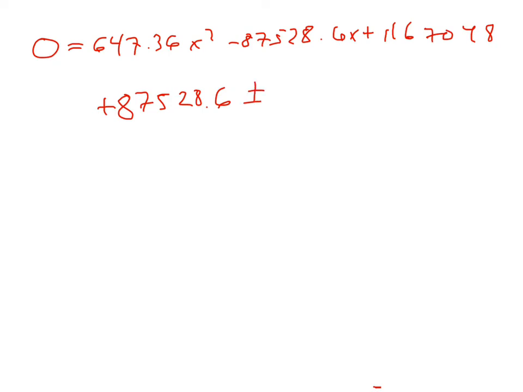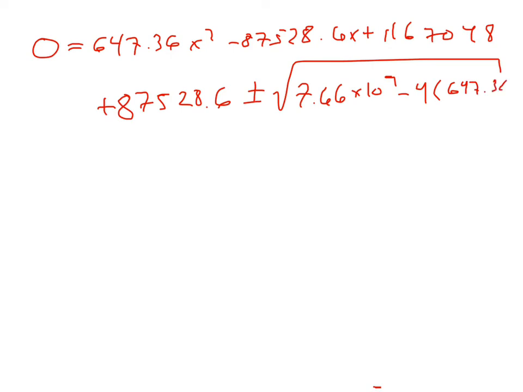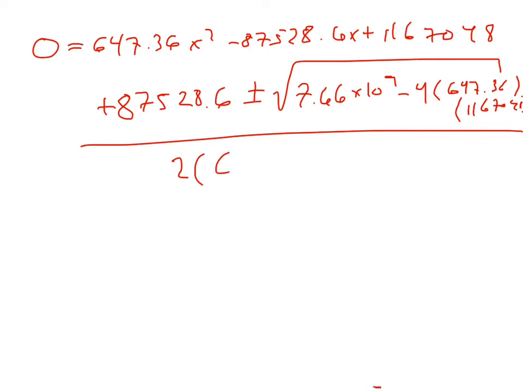And it's plus or minus the square root of that squared, which in this case is 7.66 times 10 to the 9th. That's b squared. That's just this squared. Minus 4ac. That's all kind of squished over there. Over 2 times a, 647.36. Okay, so when I get this all plugged in, I'll start by solving this stuff under the radical.